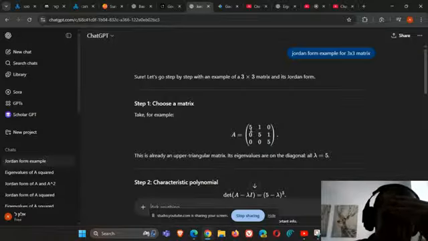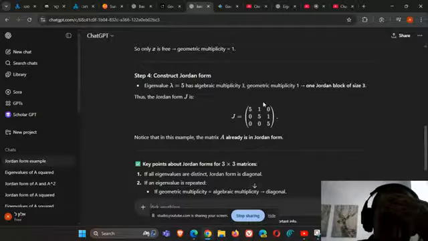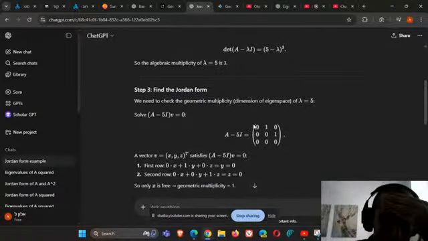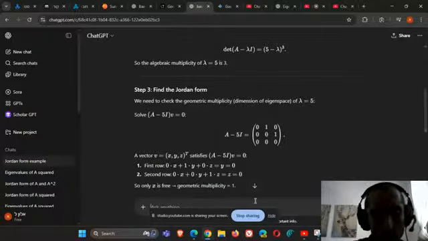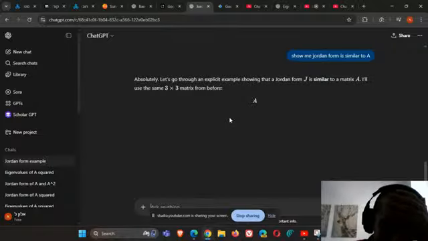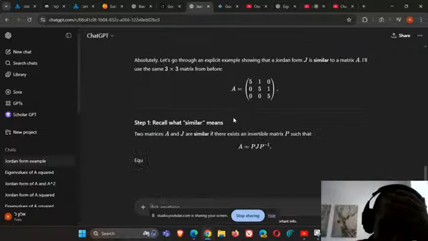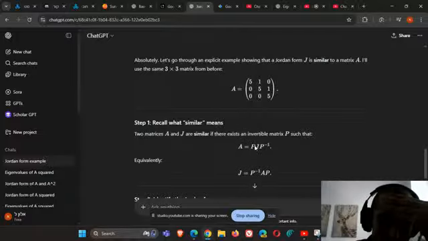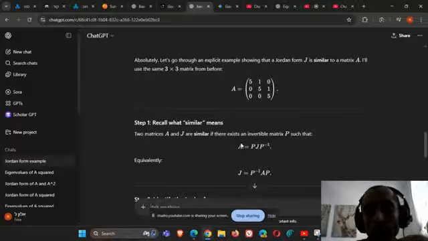But look at this matrix. This matrix is a Jordan form, similar to A by definition. Maybe I wrote it here somewhere. Here it is. So the Jordan form is similar to A. You see the connection. Now, similar matrices share the same eigenvalues.